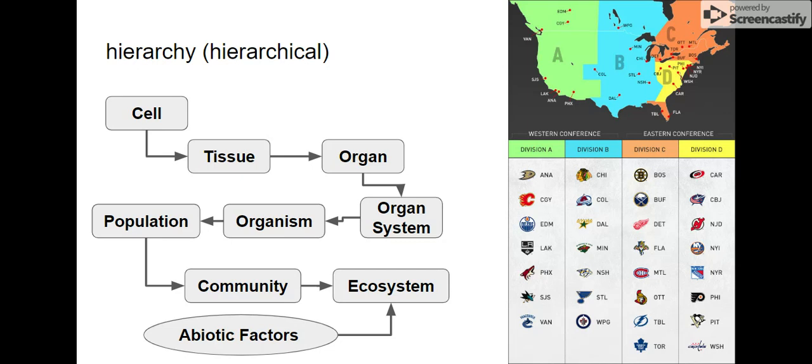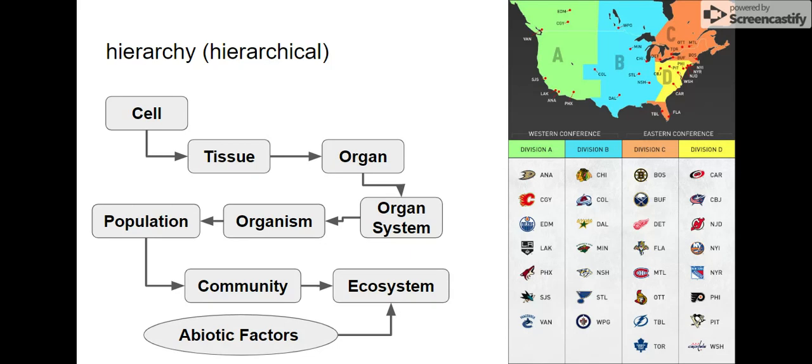My team has always been the Buffalo Sabres, and so the hierarchy of existence for the Buffalo Sabres would be that they are a team in Division C of the Eastern Conference of the National Hockey League. And so that would be from most specific to most general for that particular hockey team. That would be its hierarchy of existence.